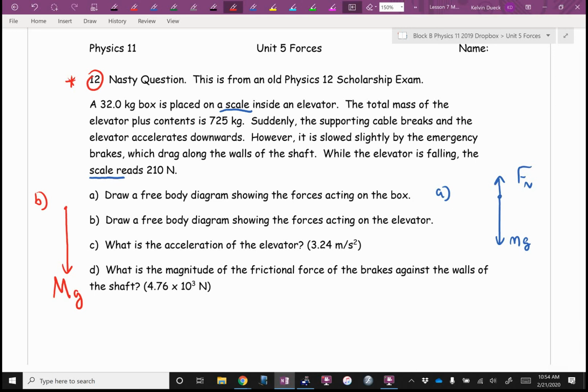And, is the elevator sitting on a surface? So is there a normal force on the elevator? Is the elevator sitting on a surface? No. So is there a normal force? No. But it does say it's being slowed down slightly, so it's still accelerating.